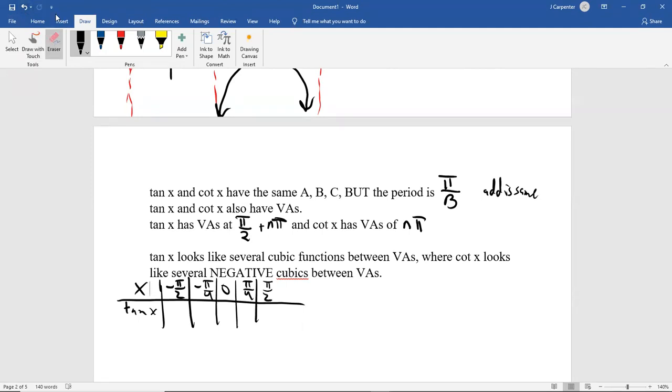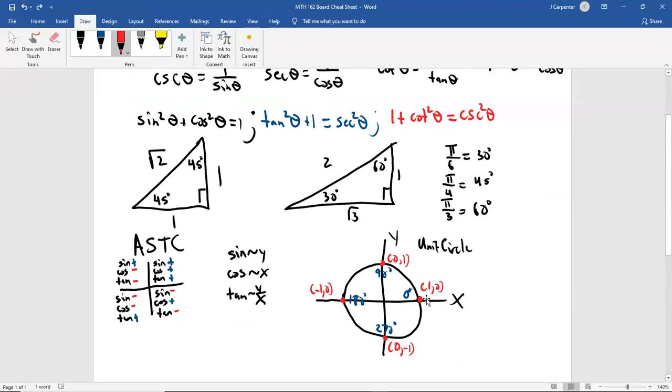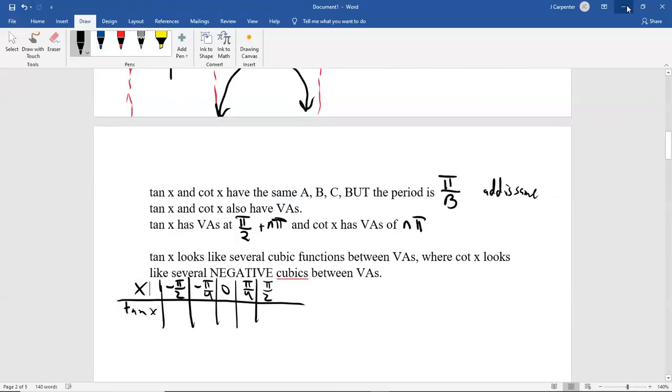So for tangent of 0, the middle one, we're going to look at the quadrantals. Tangent of 0 is the ratio of the y over the x. Y is 0, x is 1, 0 over 1 is 0. So the tangent of 0 is 0.